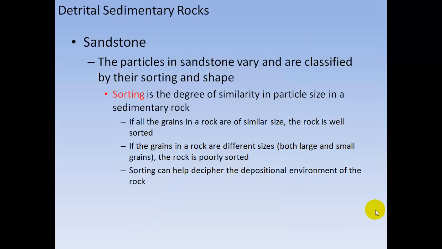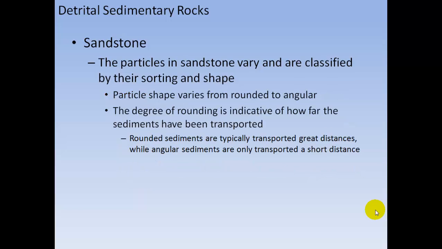The particles of sandstone vary and are classified by their sorting and shape. Sorting is the degree of similarity in particle size in a sedimentary rock. If all the grains of a rock are similar size, the rock is well sorted. If the grains in a rock are of different sizes, both large and small, the rock is poorly sorted. Sorting can help decipher the depositional environment of the rock, or what kind of environment this rock formed in.